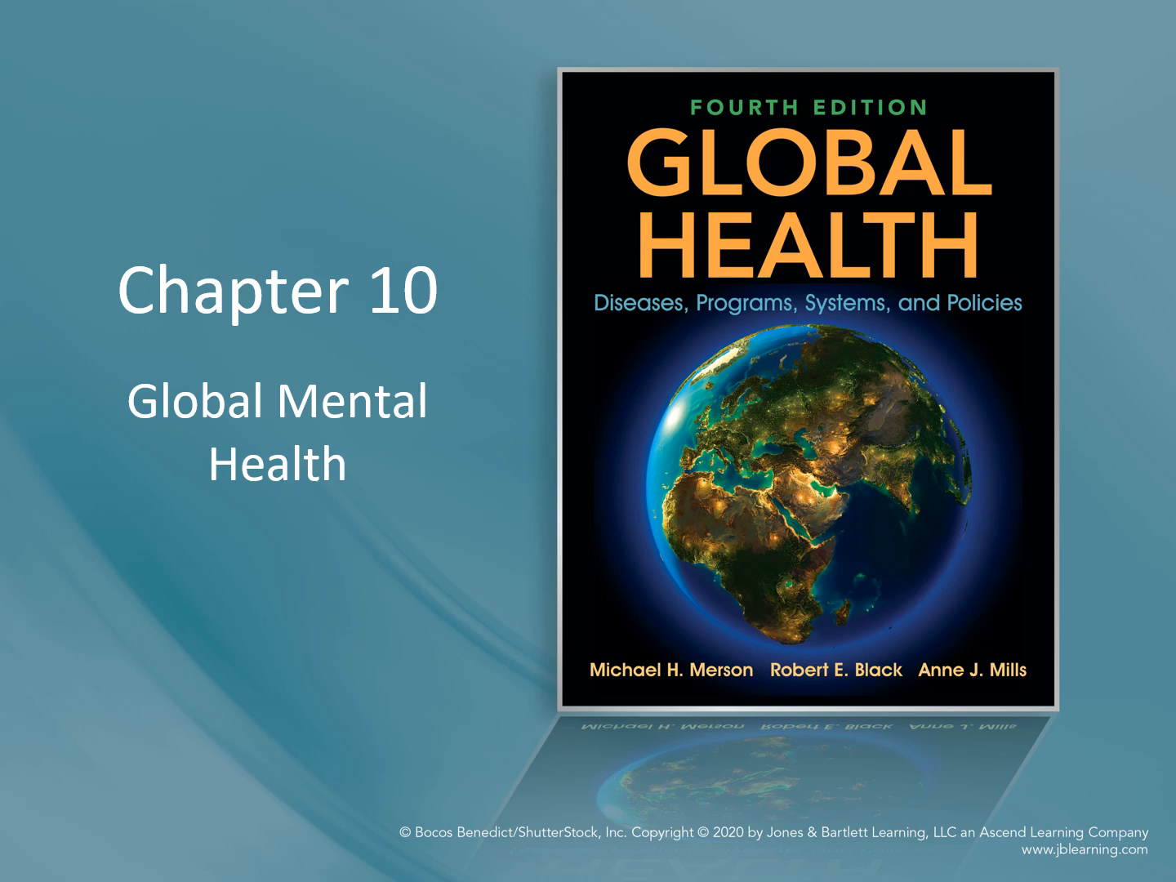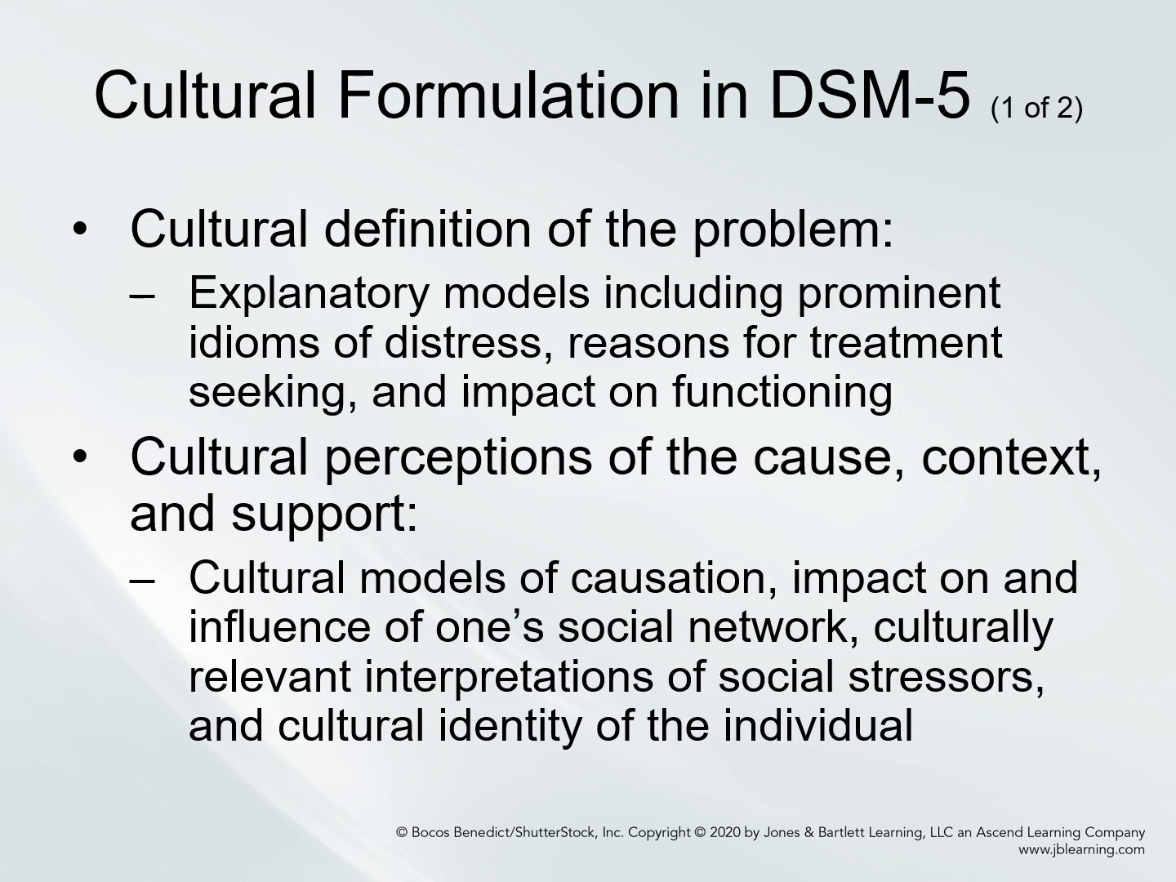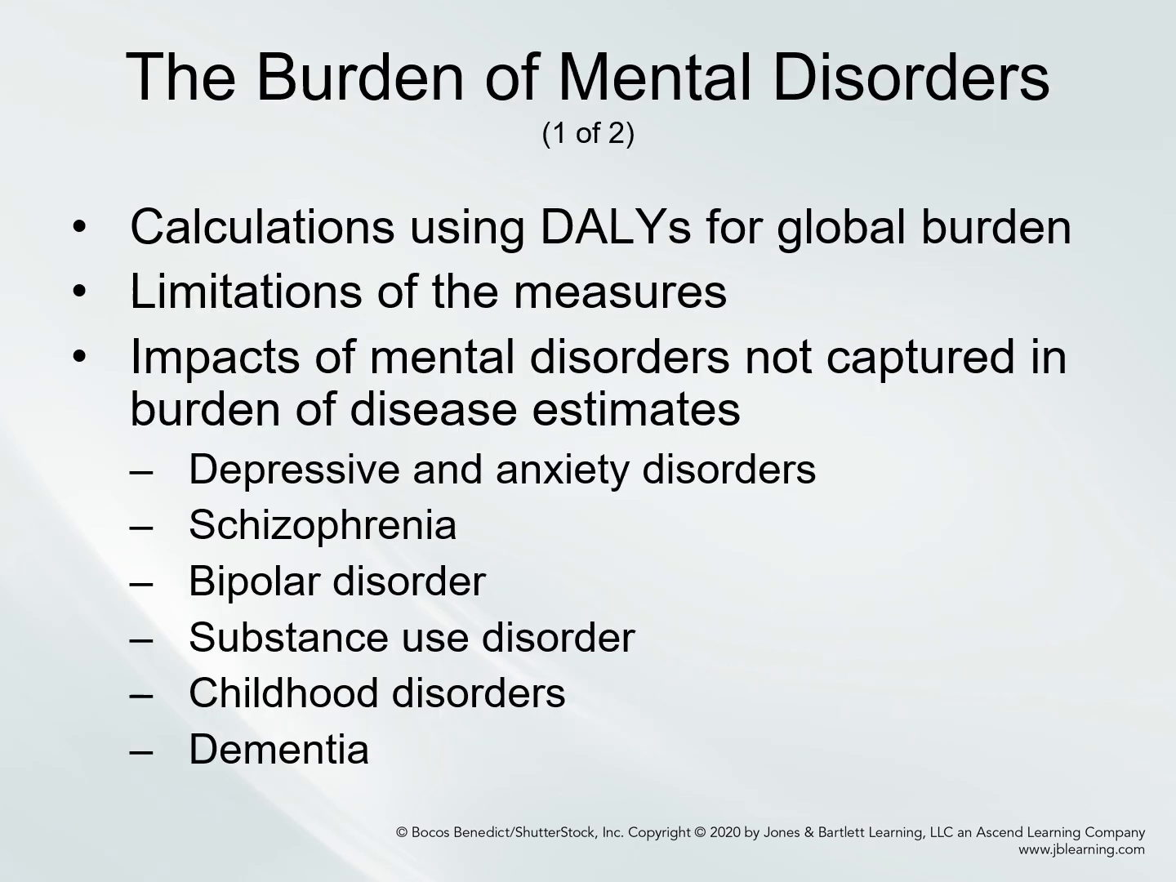Chapter 10, Global Mental Health, is short, but important if it relates to your research paper. It's important to understand that there are different systems for classifying mental disorders. It's very important to understand the cultural formulation in the DSM-5 and how unreliable diagnoses may be across clinician and culture. There really are many limitations in our measures and treatments for mental disorders, but you won't be tested on the details of treatments.